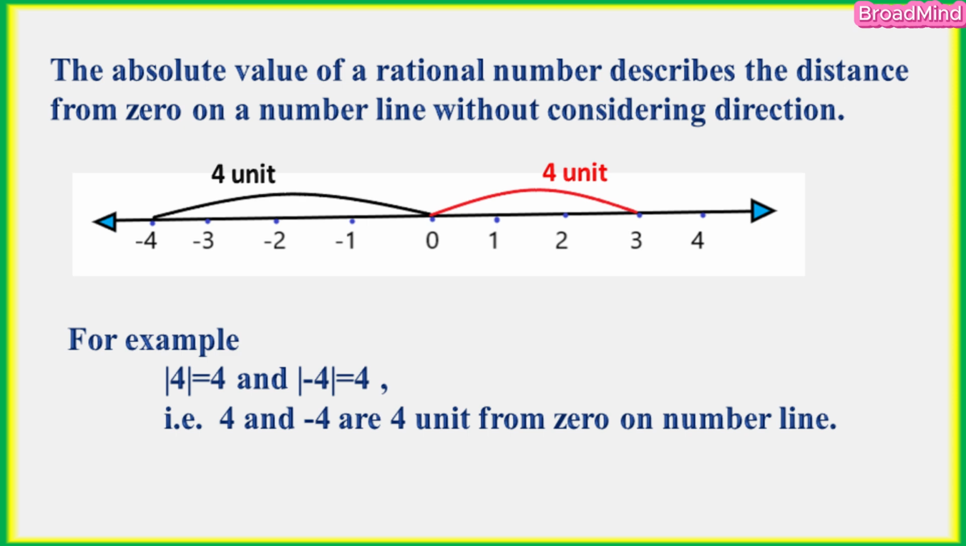To understand this topic more, let us use the following example. The absolute value of 4 is equal to 4 and the absolute value of negative 4 is equal to 4. So 4 and negative 4 are 4 units from 0 on the number line, but we don't consider in which direction these numbers are found.